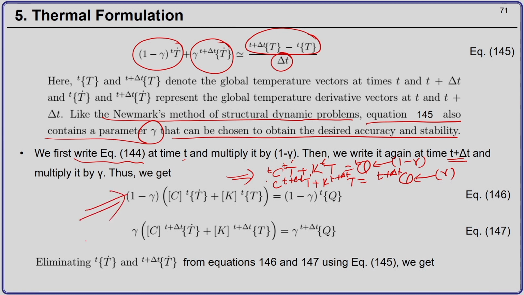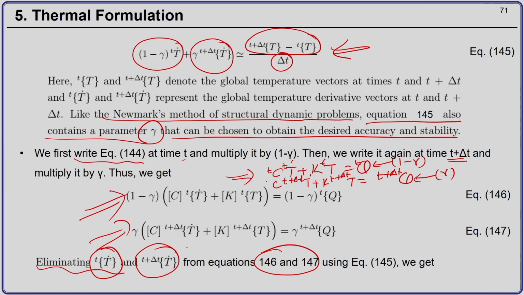So, this is the first equation, this is the second equation, and I then eliminate the rate of temperature T dot and T plus delta T dot from equations 146 and 147 using this equation over here. If I add these two terms, you see I will have 1 minus gamma into T plus delta T, T dot, and plus gamma times T plus delta T dot. And this is nothing but this term over here, which I can substitute.